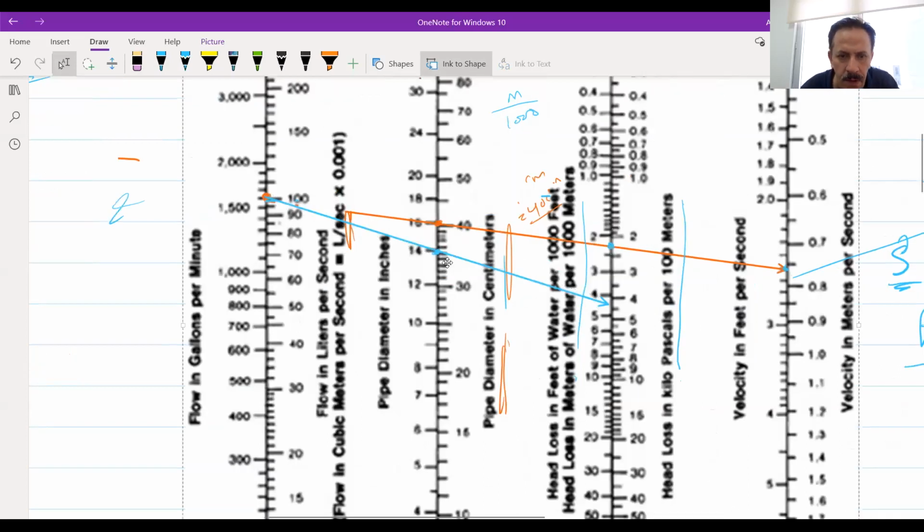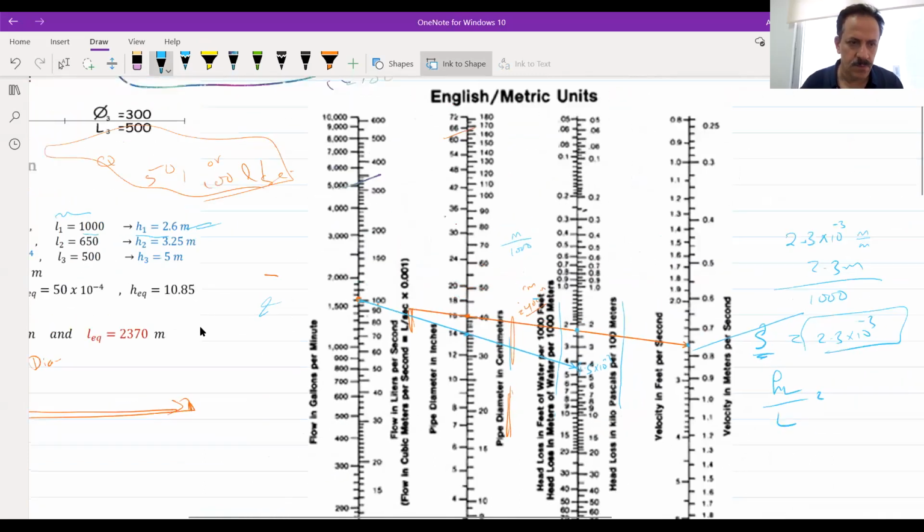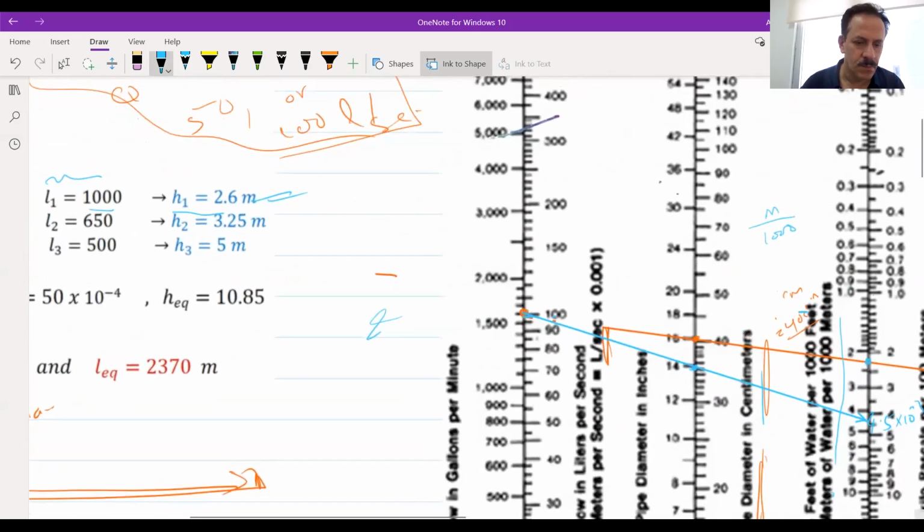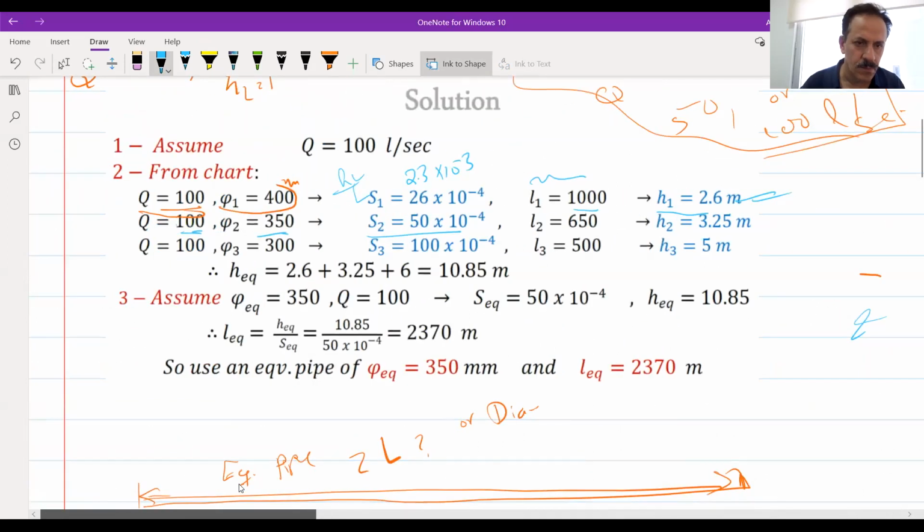Now we have 310, 20, 30, 40, 50. Yeah. So how much will be the S? It will be 50, 40, 45, 45. Yeah. It's about 4.5 times 10 to the power minus 3. Again, there are somehow differences. So we have 4.5 times 10 to the power minus 3.